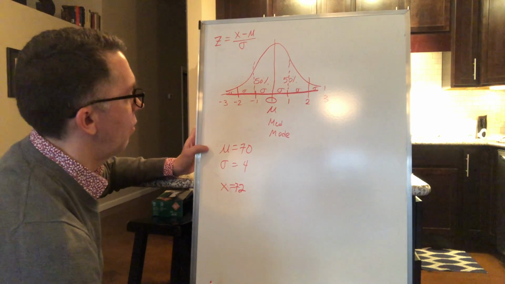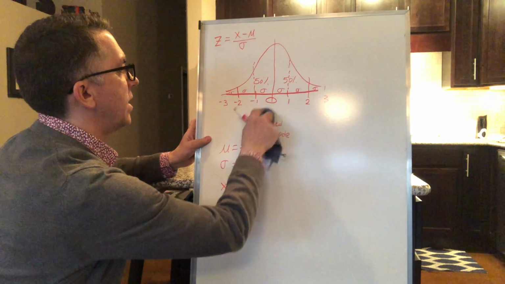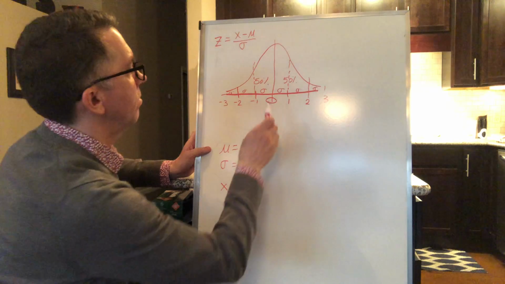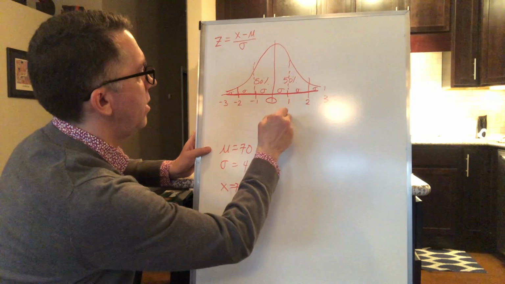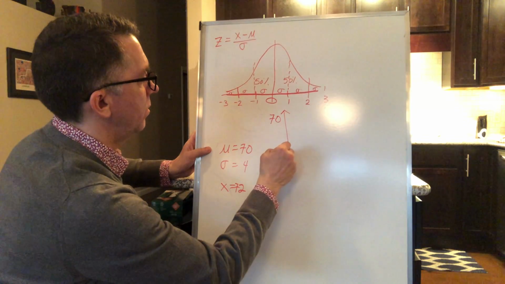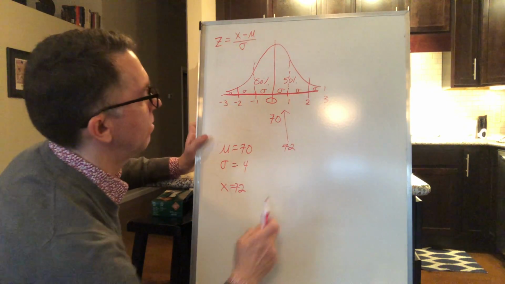Where does 72 go? Well, if the mean is 70, so we're going to call this guy in the middle 70 right here, right in the center. The mean is a 70. Well, 72 is around here somewhere. So what's 72's Z-score? I bet you anything it's between 0 and 1. So let's take a look.